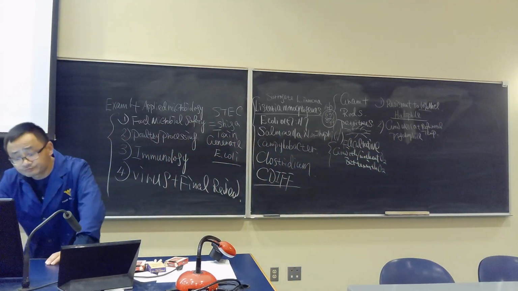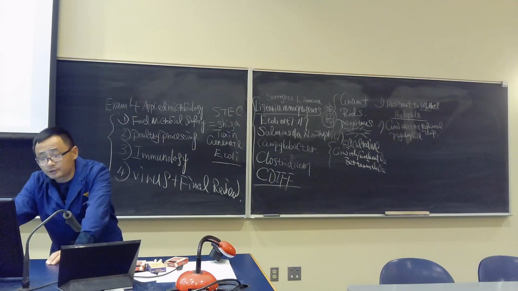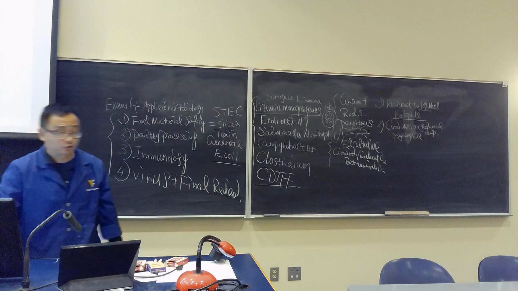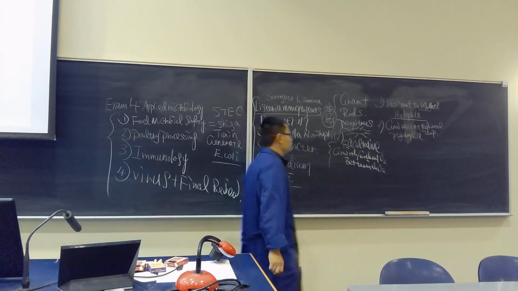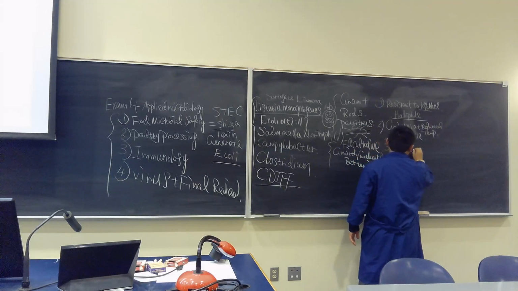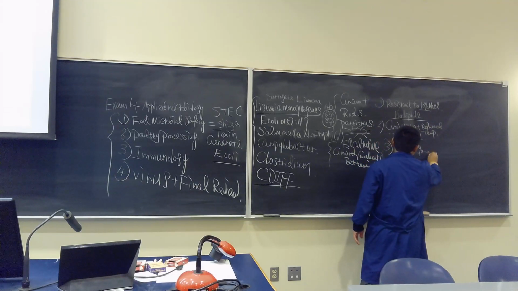Then you see it again. Secondary only to Staphylococcus aureus, it can grow at the lowest water activity, 0.9 to 0.92. What is the water activity for that one? Water activity, 0.9 to 0.92.